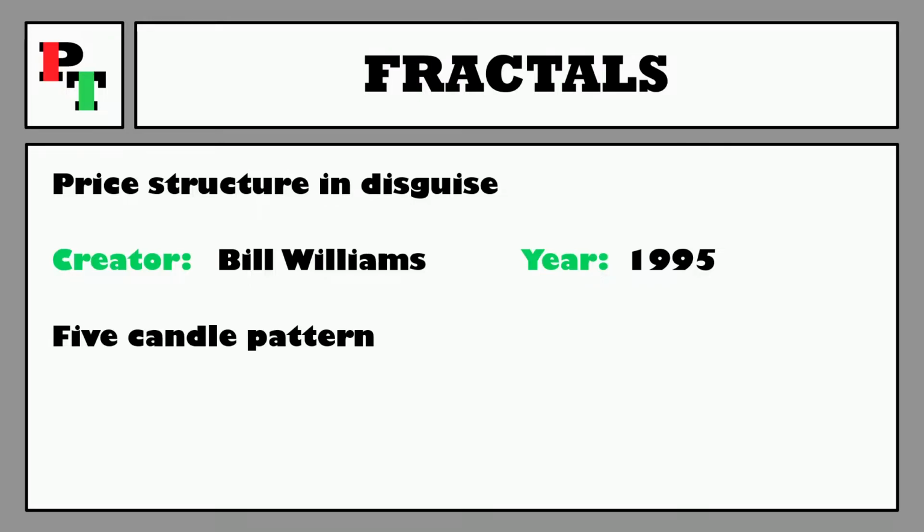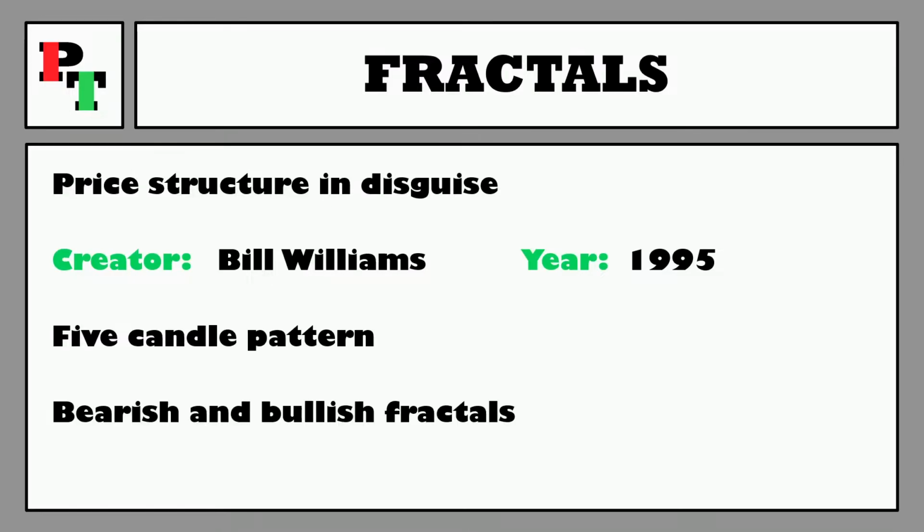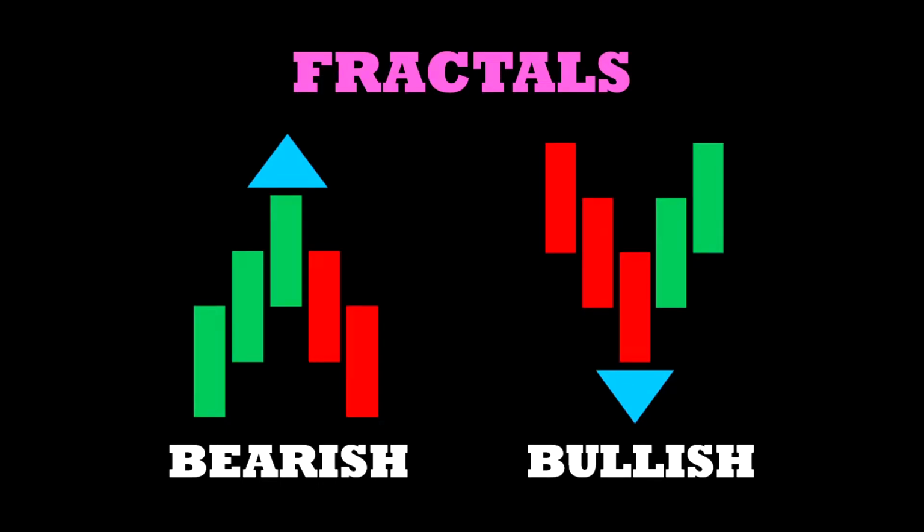That's not to say that they don't appear regularly though, and technically speaking, fractals are not one pattern alone, but actually 2 opposite patterns. These are known as bearish fractals and bullish fractals. Here's a rough example of a bearish and bullish fractal so that we can immediately understand the basic patterns. On the left we have the bearish fractal. In that pattern, the center of the 5 candles makes the highest high in price of the 5 periods, with both candles before and after it having lower highs.